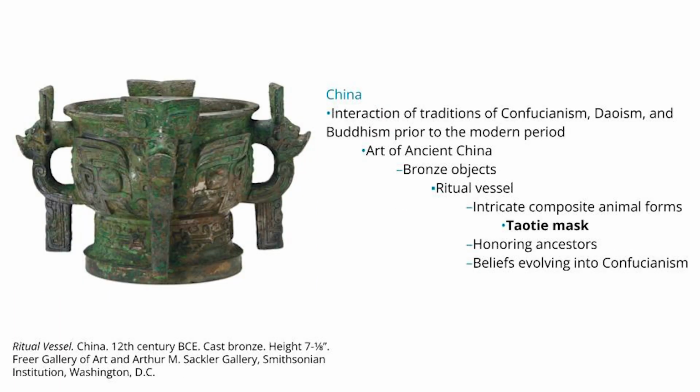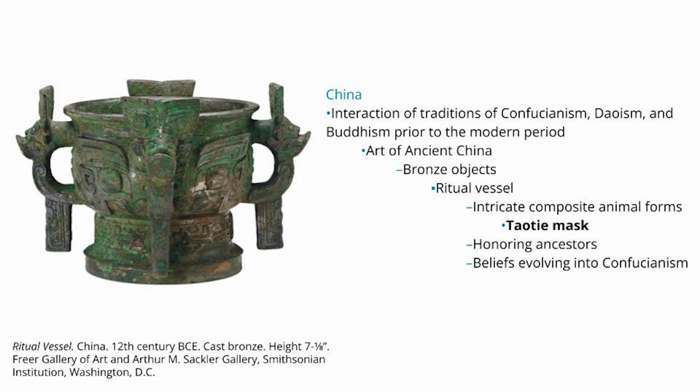Now that we've covered that Southeast Asia area, let's get into China. China has this rich interaction of traditions from Confucianism, Taoism, and Buddhism, all prior to the modern period. So in terms of the art of ancient China, we have a lot of bronze objects from their Bronze Age. This specific one is a ritual vessel, and it has intricate composite animal forms on it.